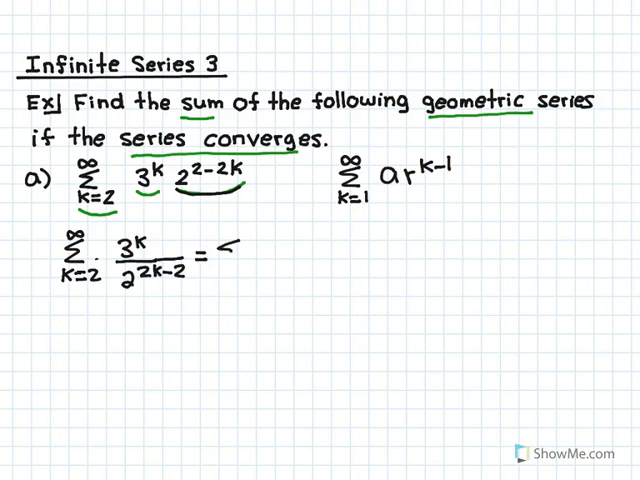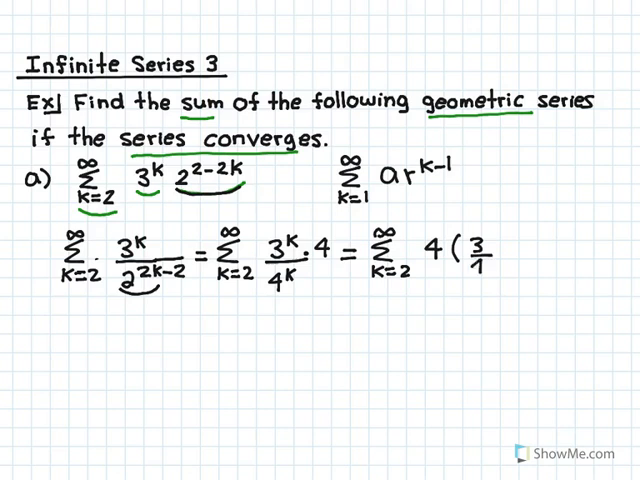So we get the summation, k goes from 2 to infinity, 3 to the k, divided by 2 to the power of 2k, which we can write as 4 to the k, and we have 2 to the minus 2, that's 1/4, so the 4 ends up in the numerator. So we now almost have the pattern that we need. k goes from 2 to infinity, 4 times 3 over 4 to the power of k.